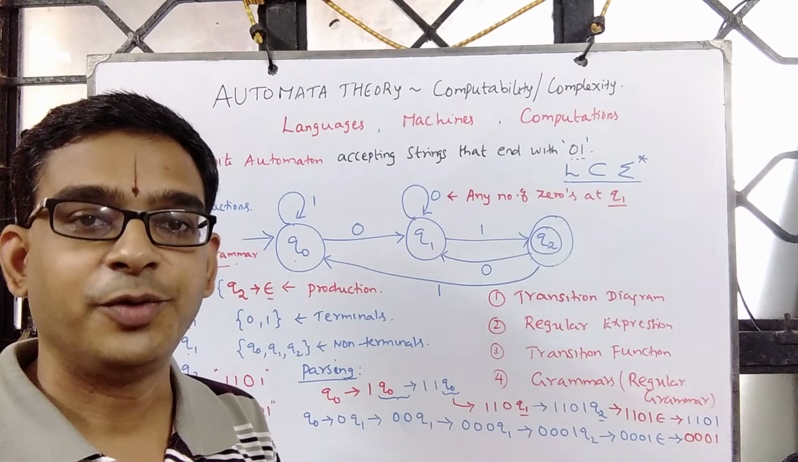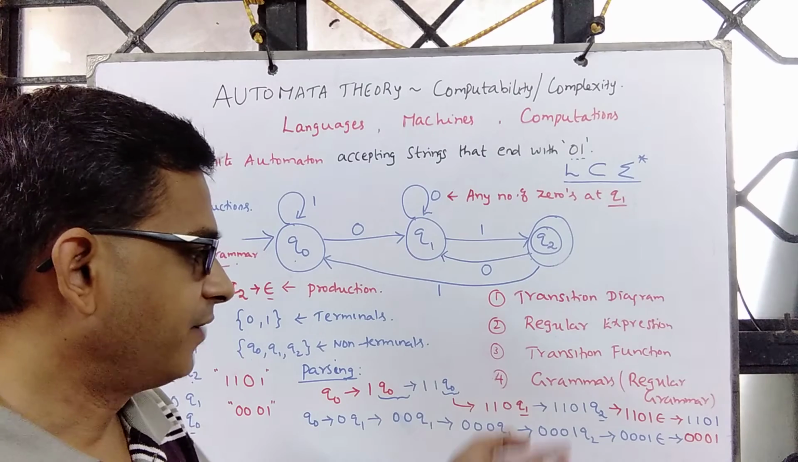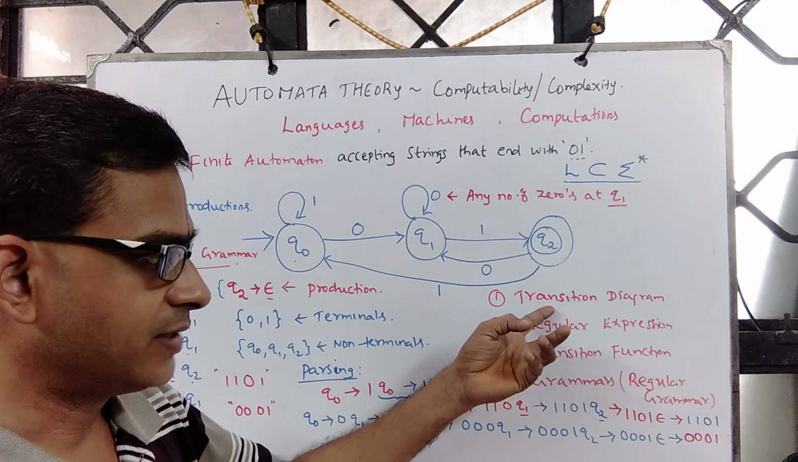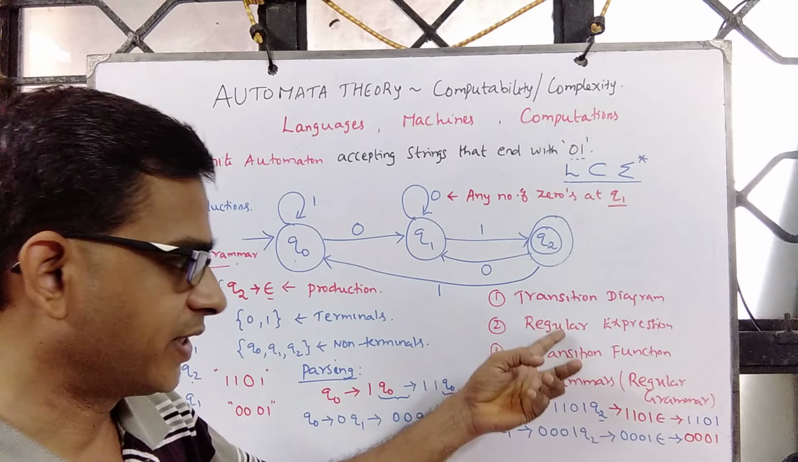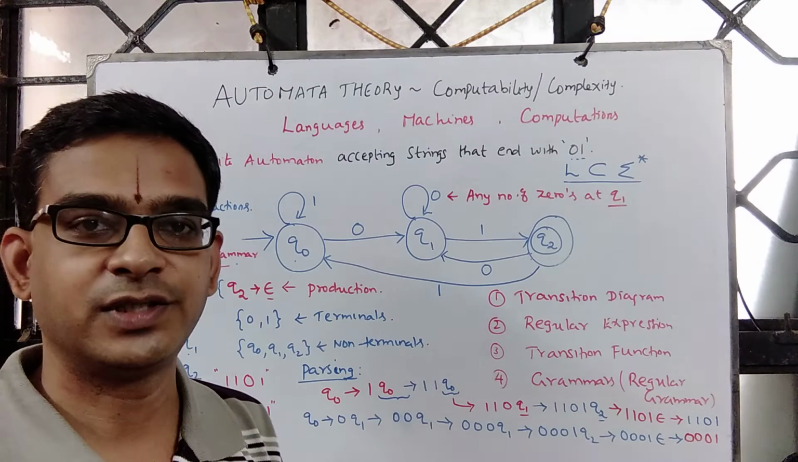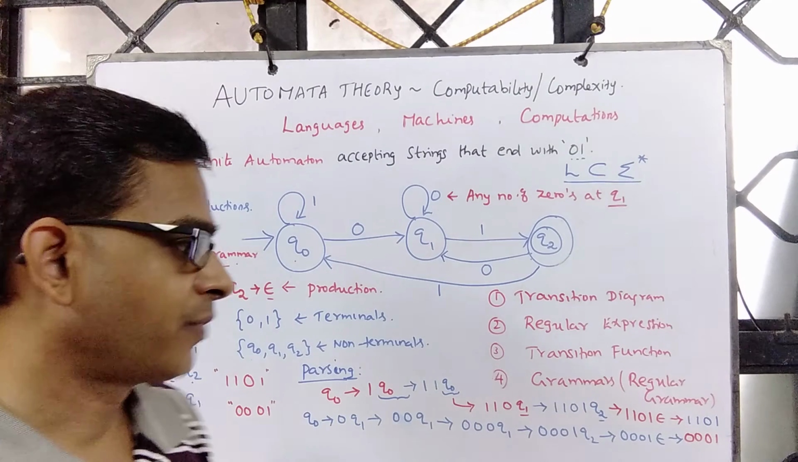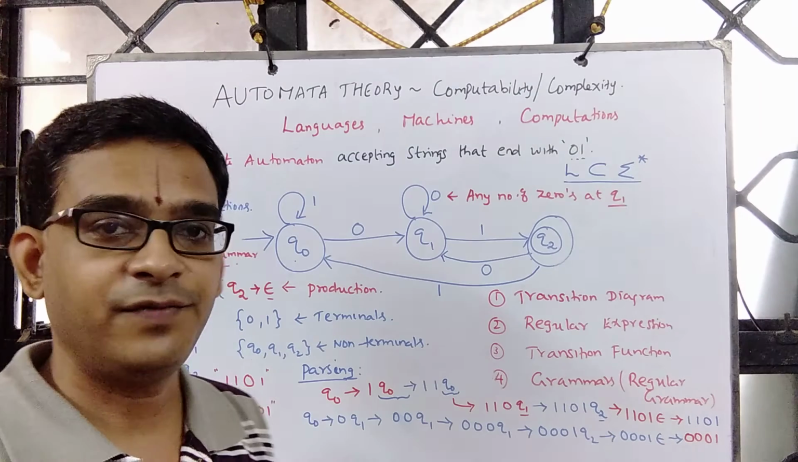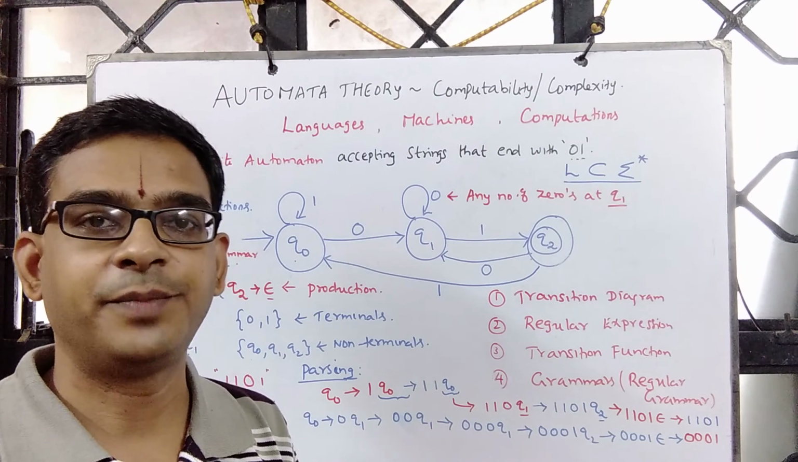Given one, you can construct the other. Given a regular grammar, one can construct the transition diagram. Given a transition diagram, one can construct a regular expression. Given a regular expression, one can get a transition function. They are all equivalent. So, the same language is expressed in multiple forms.